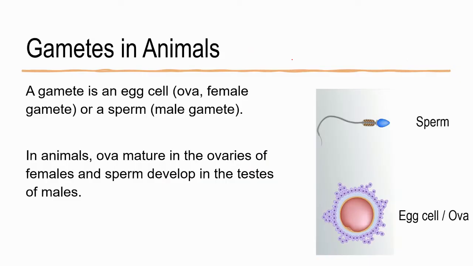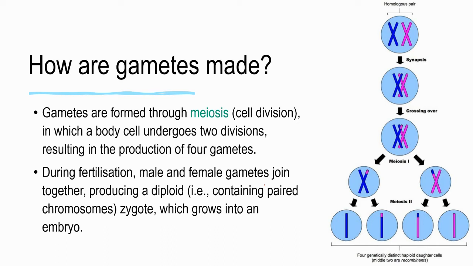So gametes in animals are obviously different. So we've got the egg cells as the female gamete, and the sperm is the male gamete. And in animals, ova mature in the ovaries of females, and sperm develop in the testes of males. So just a review, we've got other videos on meiosis as well. Gametes are formed through the cell division process called meiosis. So a body cell undergoes 2 divisions and produces 4 gametes, and each gamete is genetically different to each other and genetically different to the parent cell.